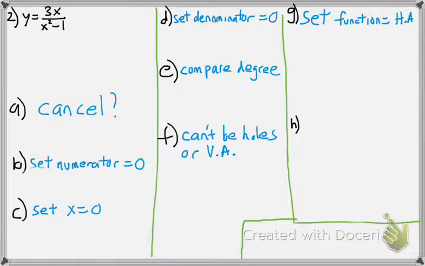So for number 2, 3.6 part 3, this is another complete graph analysis problem. So we have a lot of parts to do. Before I do anything, I want to factor. So this will be 3x, and the denominator is a difference in perfect squares. So this will be x plus 1 and x minus 1.